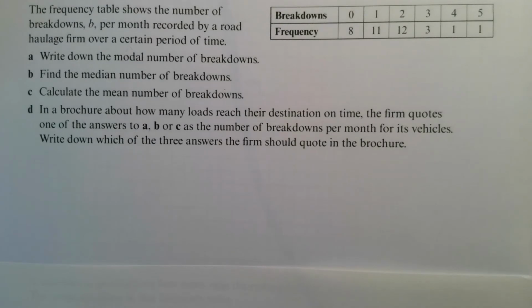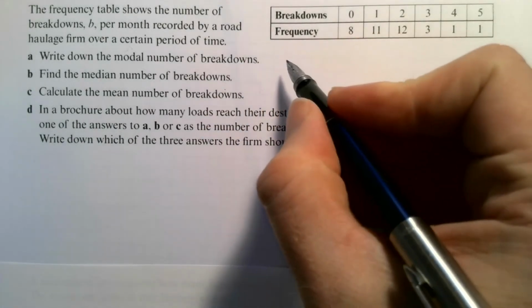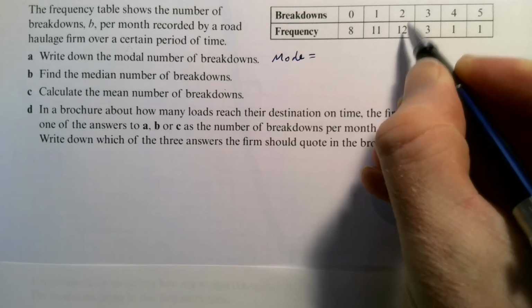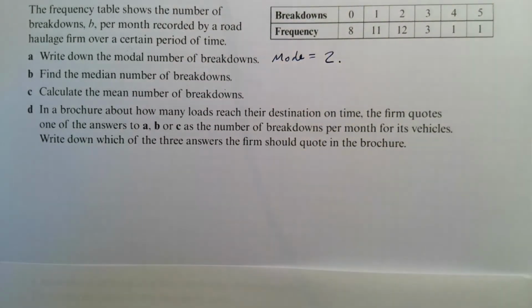Here's the second question about the number of times lorries break down for a haulage firm. Pause the video and give it a go. Right, so you should have got the modal number just means the mode. So the mode is, well, there's 12, there's more than there, so it's got to be 2.